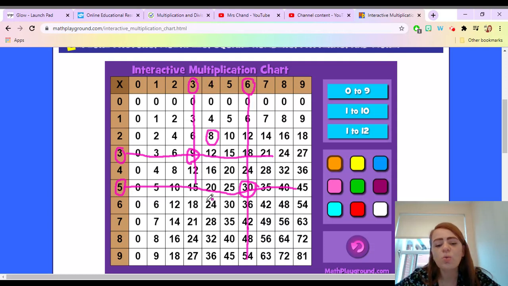Similarly, say you want to know 12 divided by 6. You go to the 6 times table, you find 12, well there it is. And what column is it in? It's in the 2 times column. So 12 divided by 6 is 2. So we can use this to find out a range of different multiplication and division facts.